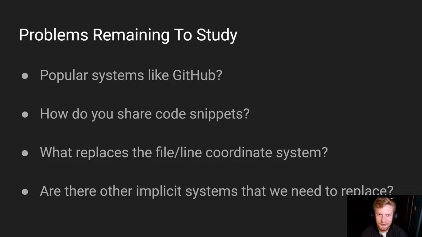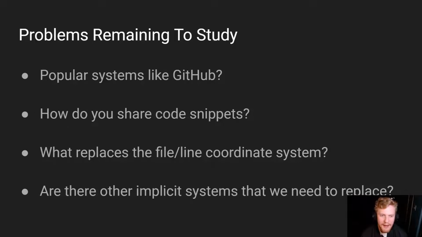How do we share code, right? Everybody shares their code through something like GitHub. That's a problem that we have to address. How do you share code in general, right? How do I send a block of code to my friend? And a more subtle problem is, what replaces the idea of file and line coordinates? If I'm trying to tell somebody to go look at a particular location in a code base, how do I tell them that? Do I have some kind of way to give them some coordinates? It's going to look different than just a simple file and line coordinate system.